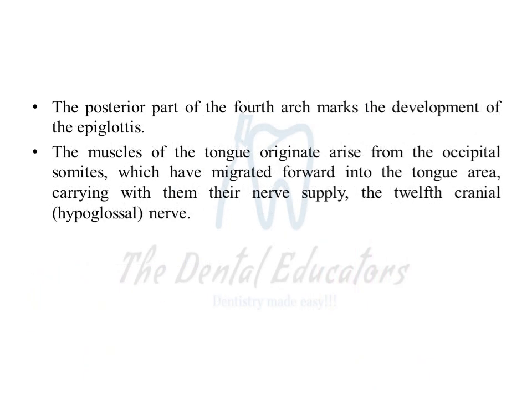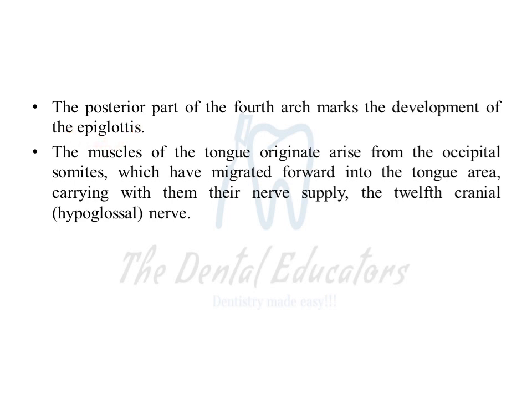The posterior part of the fourth pharyngeal arch marks the development of the epiglottis. Okay, so we know that just behind the tongue we have a transient structure which is related to the respiratory system, known as the epiglottis. Okay, that originates from the fourth pharyngeal arch.